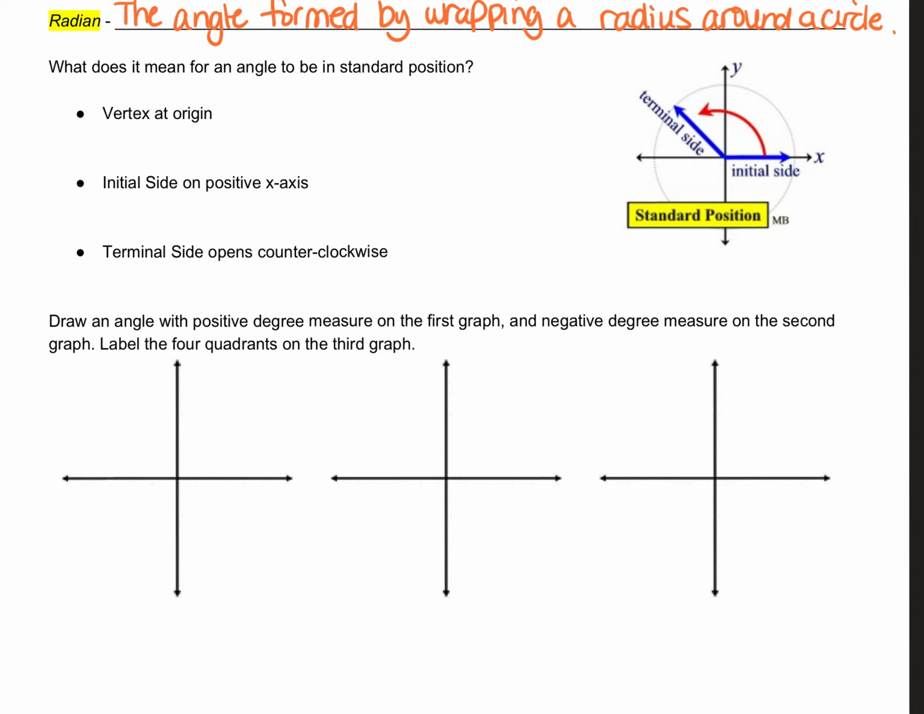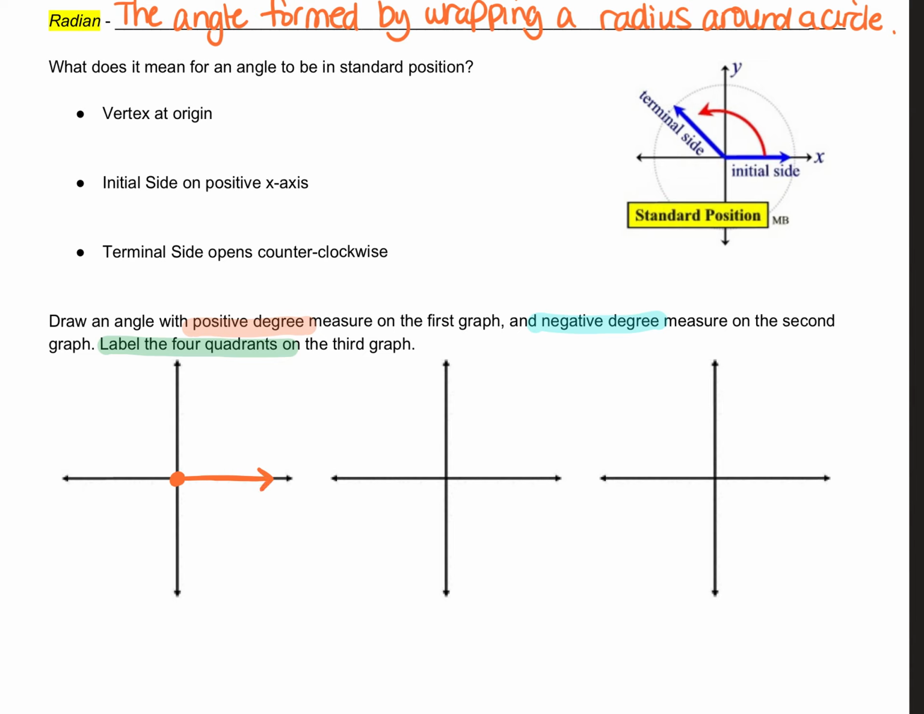We're going to draw a couple of different angles here. On the first graph, we're going to draw an angle that has a positive degree measure. On the second picture, we're going to draw a negative degree measure. And on the third picture, we're going to label all four quadrants. We're going to start with the positive degree measure. To draw an angle, we first draw the initial side, and the initial side is always along the positive x-axis. So my vertex will be at 0, 0, and I will have my initial side here on the positive x-axis.